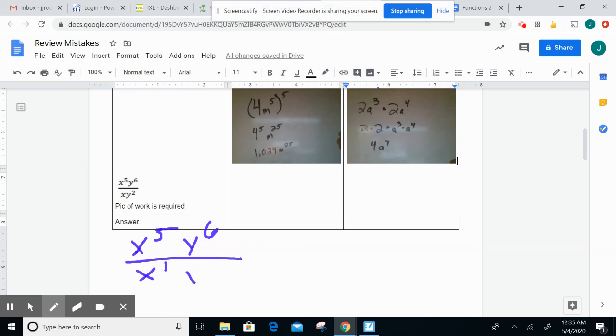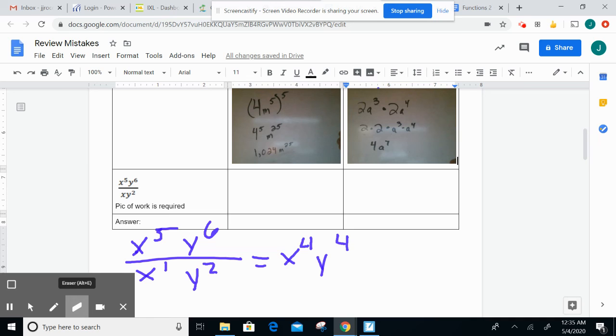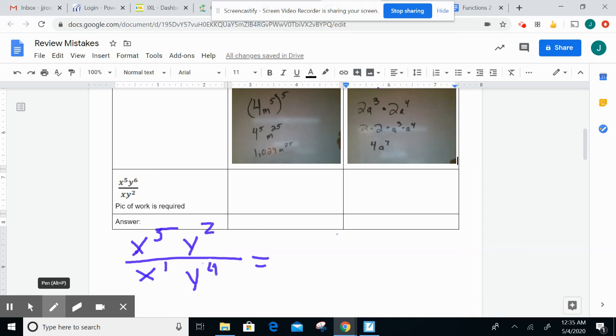6 on top, 2 on the bottom. So 5 minus 1 is going to be x to the 4th. 6 minus 2 is y to the 4th. Look at that. Both like that. Now, real quick, if this was reversed and it was 2 on top and 6 on the bottom, that would mean that there are 6 on the bottom, 2 on the top. So those 4 would be on the bottom. So it would be x to the 4th over y to the 4th.